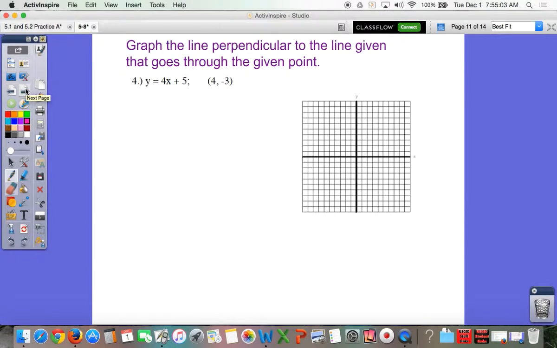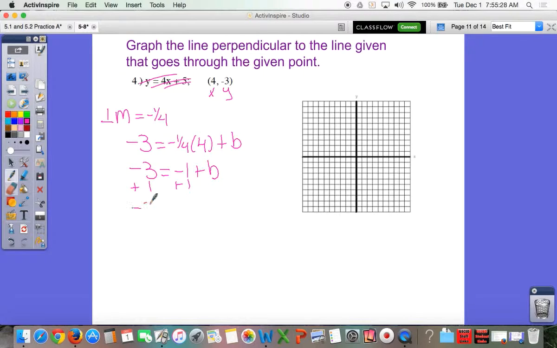The fourth one, I want you to try on your own. Hit pause, and then I'm going to put the answer up here for you. Okay, you should have gotten that your perpendicular slope was negative 1/4. Plugged it in to get negative 3 equals negative 1/4 times 4 (x, y) plus b. Didn't care about that anymore. So you should have gotten negative 3 equals negative 1 plus b. Added 1, negative 2 equals b. To get y equals negative 1/4 x minus 2 for a final answer.